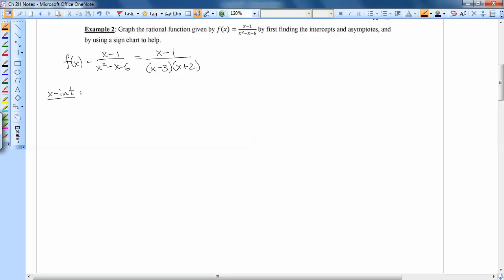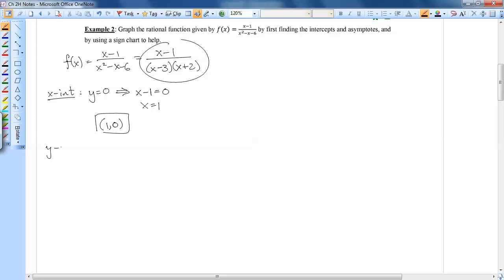Okay, so x-intercepts. Let's list those off. The x-intercepts mean set y equal to 0. If y equals 0, that's saying the whole thing equals 0. Well, the only way the whole thing can equal 0 is if the numerator is 0. So this is the same thing as saying set x minus 1 equal to 0, and so you get x equals 1. Now we know that the only x-intercept is 1, 0.